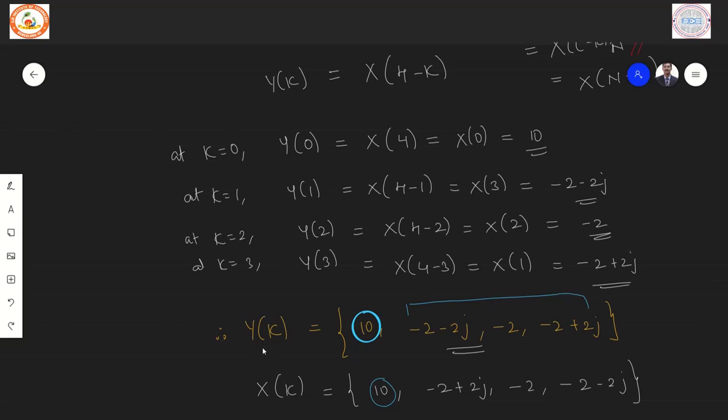The result you got is Y of k, expressed in this fashion. Now, just for curiosity, if you compare it with X of k, you can observe the first point 10 and 10 is in the same place. The remaining points are simply reversed. So this is a direct proof of how the time reversal property actually works. Reversing in time will reverse in the frequency domain also.